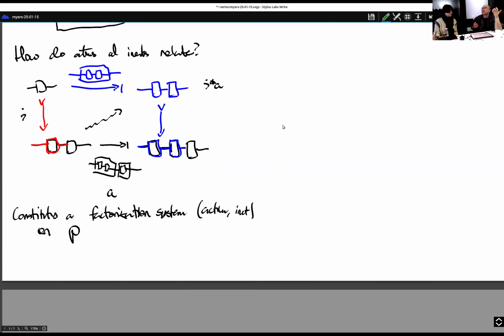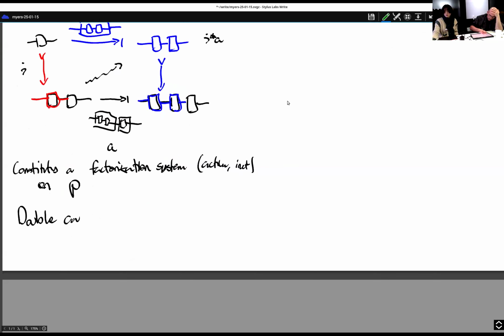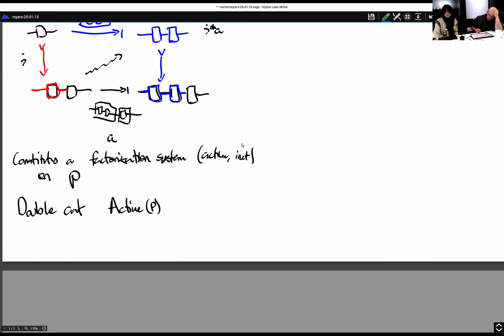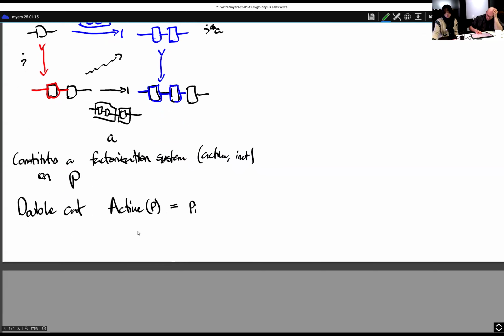So it's actually also nice to just look at this and say, in fact, there's a double category, which I'll call double cat, which I'll call active P, which is given by squares of that form. So it's P inert and then inerts vertically, actives horizontally.